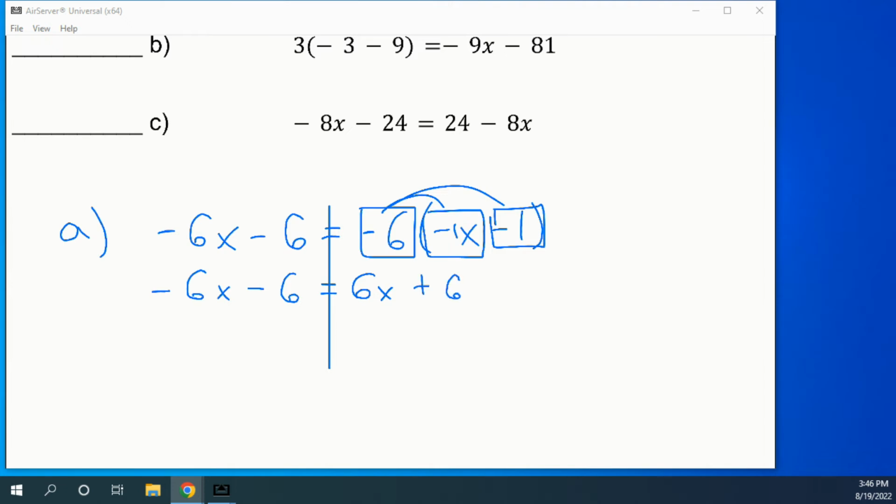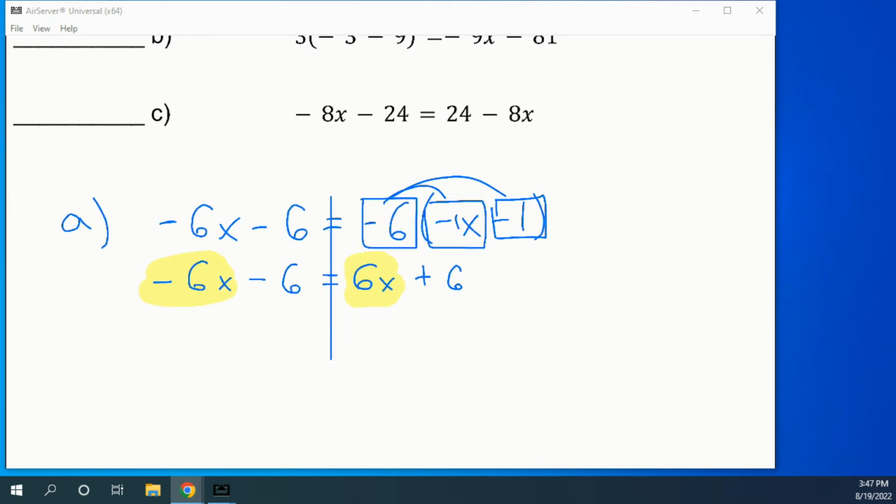Okay. Now I can tell you in this step right here, because my coefficients there are different, you're going to end up with something that is not no solution. Okay. So I'm going to go ahead and say this is already going to be false, but I'll prove it to you. So add 6x to both sides. Gets you negative 6 equals 12x plus 6.